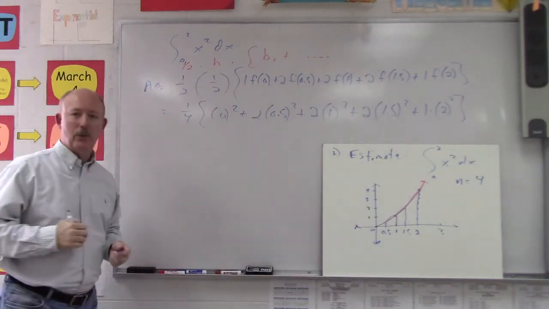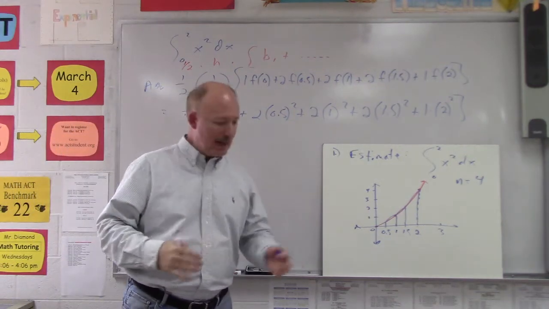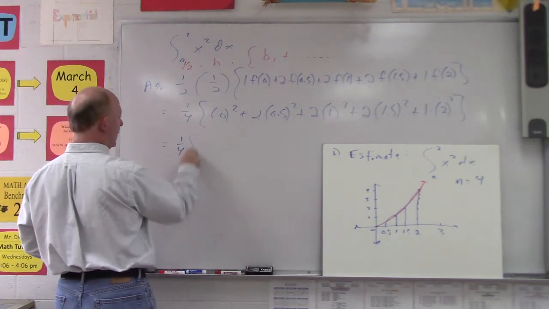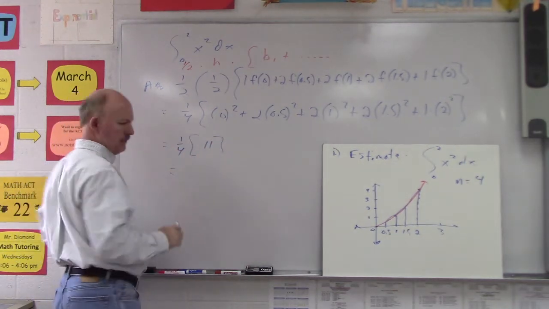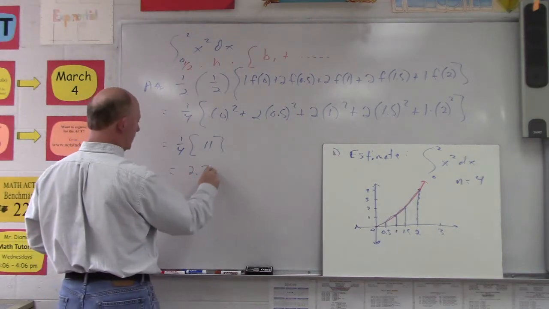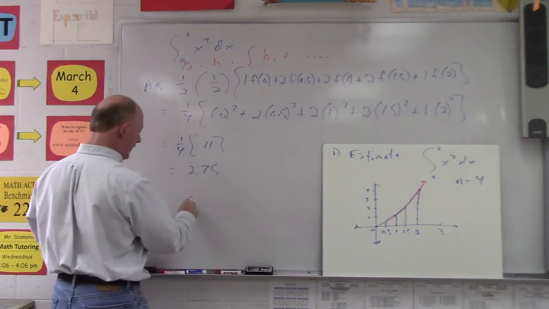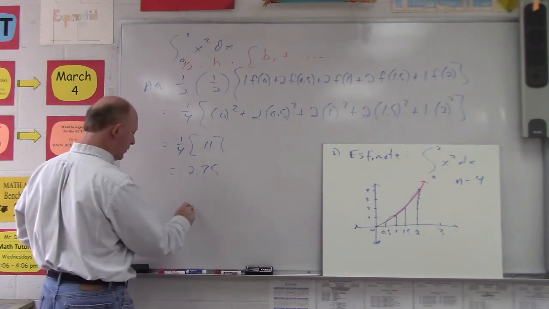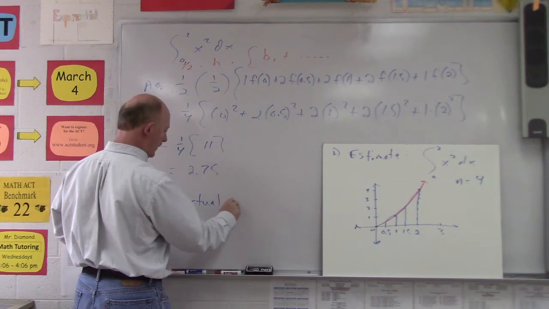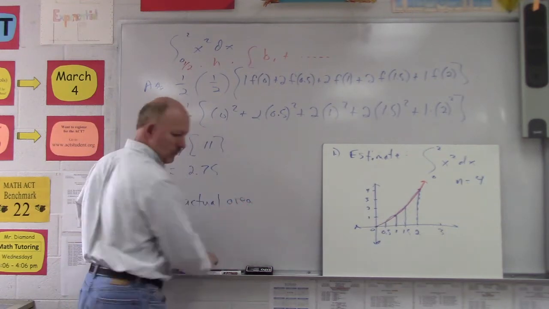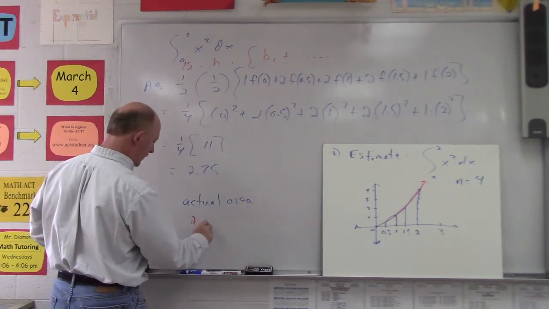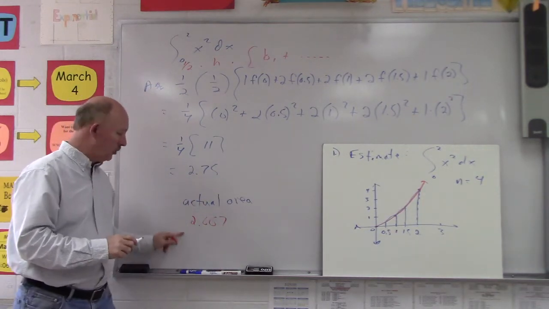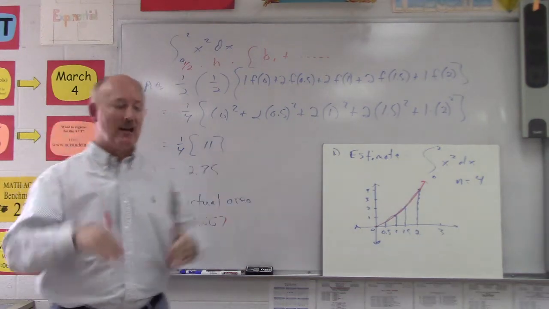If you've got a calculator, very quickly you can punch this up. When I did it, I got 1/4 times 11, which is about 2.75. Keep in mind, I also did this earlier using the fundamental theorem of calculus, and the actual area was 2.667. So you can see 2.75 is a little bit over what the actual area would be.